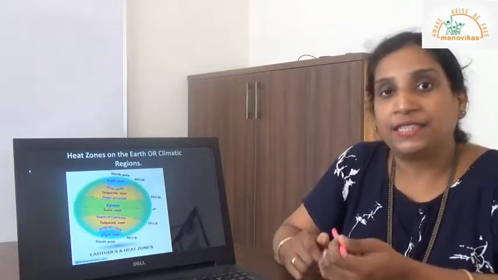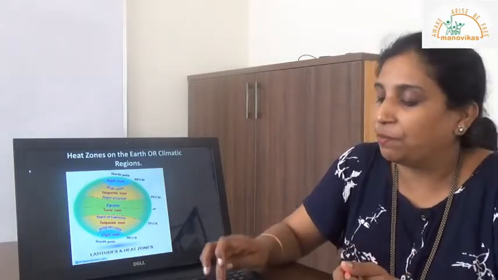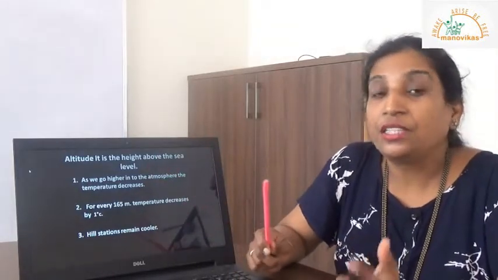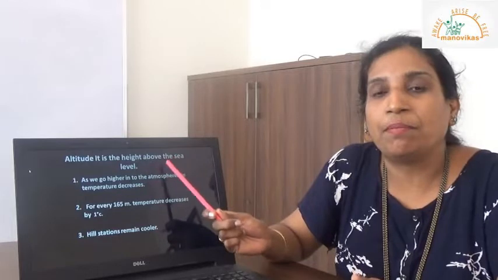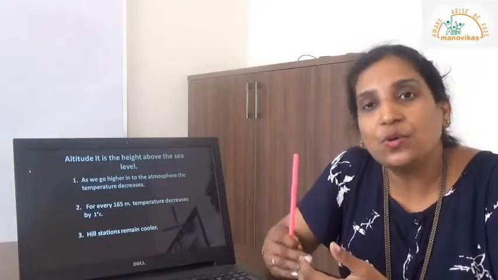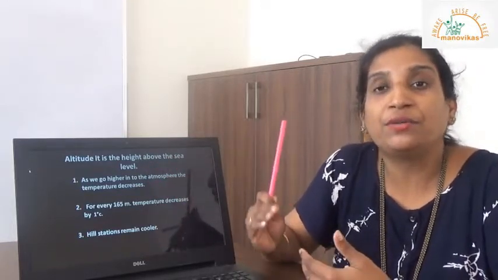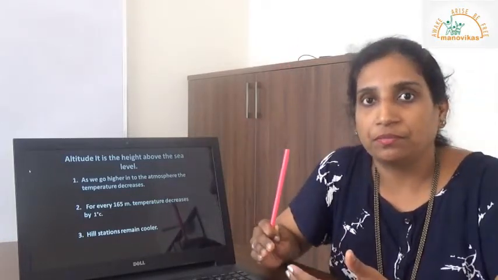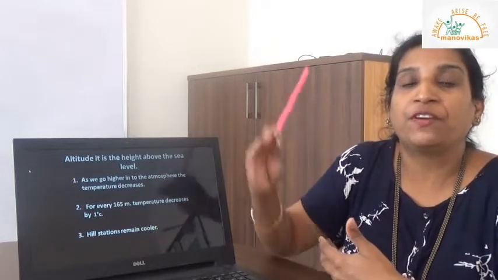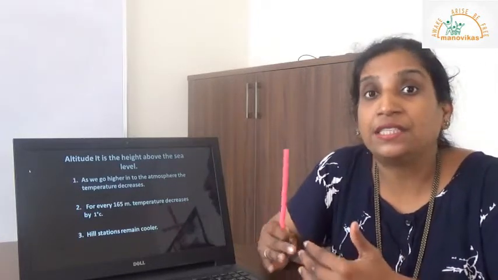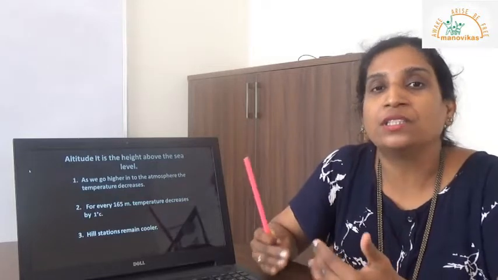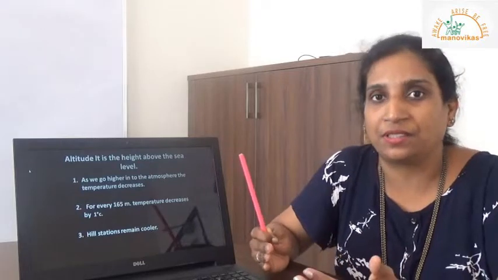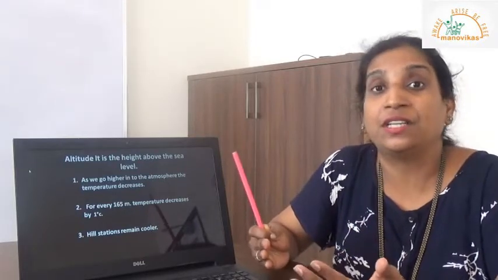That is the first point. The second factor that affects the climate of a place is the altitude. Now what is altitude? Altitude is the height above sea level. As you go higher into the atmosphere, or if you are climbing a high peak mountain, you are moving away from sea level. You must have noticed that in the summer season we always choose to go to the hill stations. Now why do you think that is?